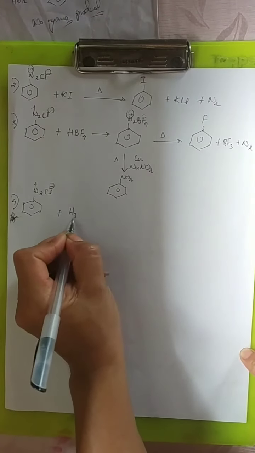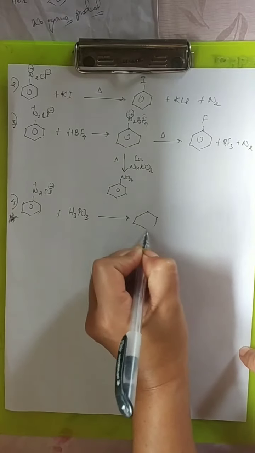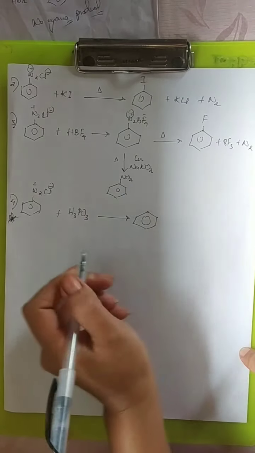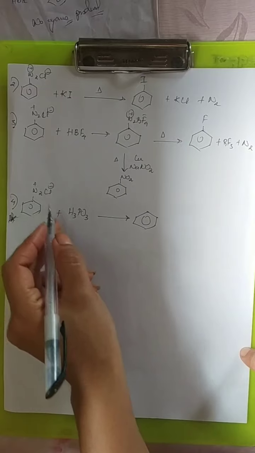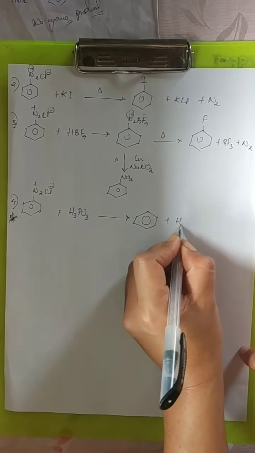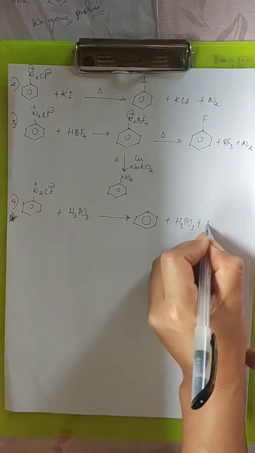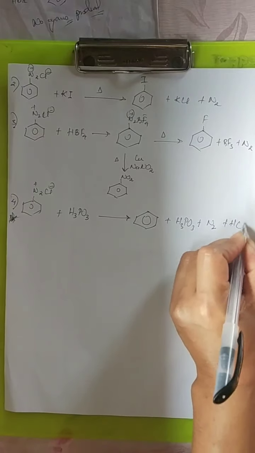H3PO3. This is known as hypophosphorous acid. Now, when hypophosphorous acid is used, it replaces the diazonium salt with hydrogen, nitrogen gas is released, and then HCl.